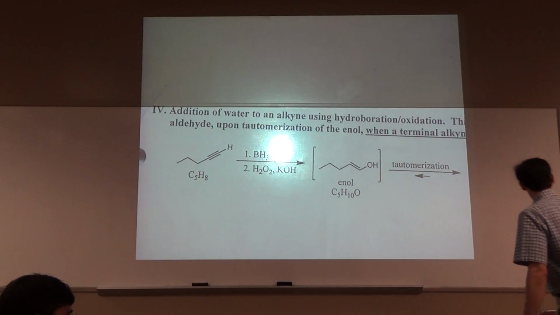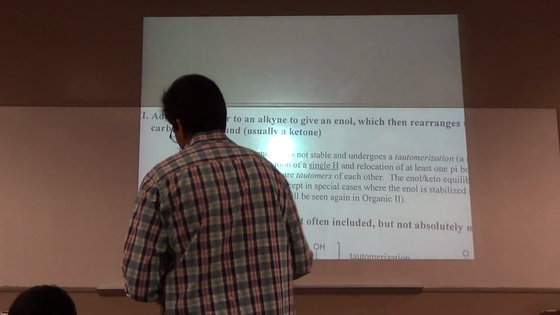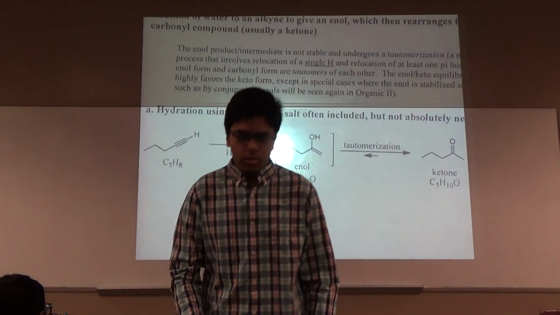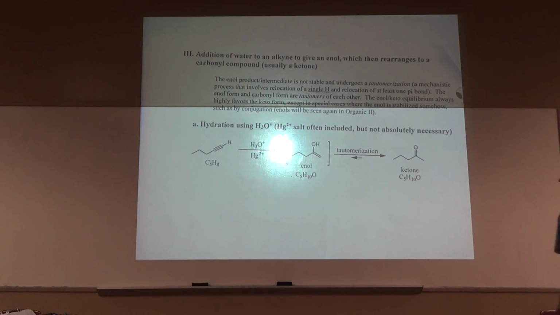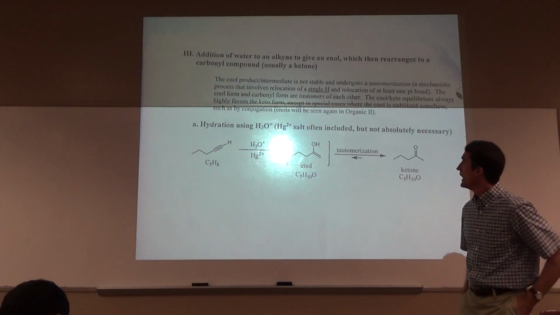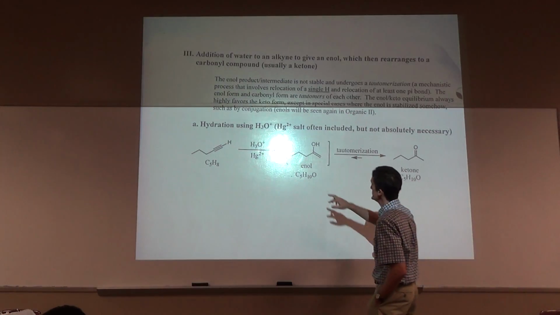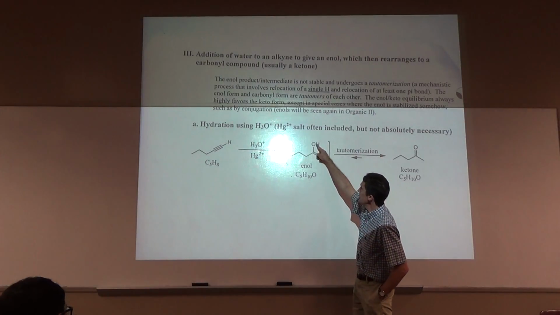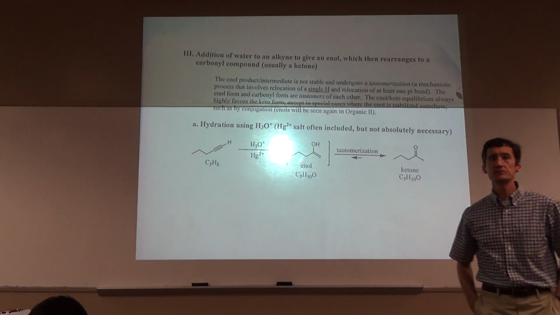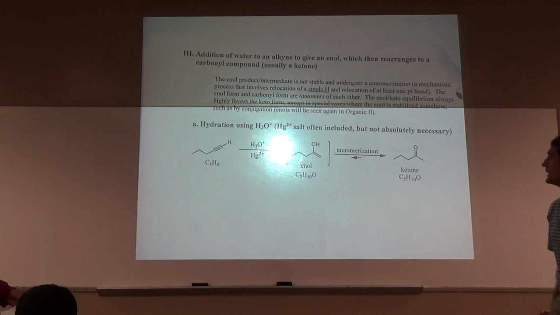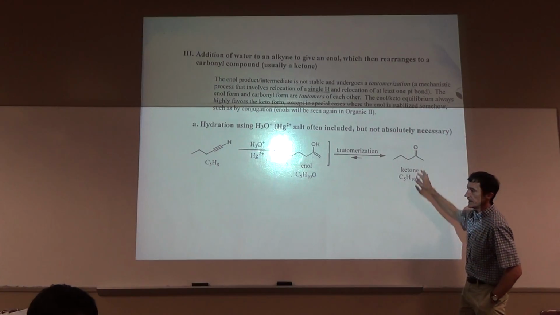Alkynes, where are we at? Still at the top. Oh, previous page. Hydration of alkynes. Alkynes are only hydrated once. When you hydrate the alkyne once, you get an enol. Enols are not stable. Enols undergo rearrangement, tautomerization, and they actually give a carbonyl form. In this case, it would be a ketone.